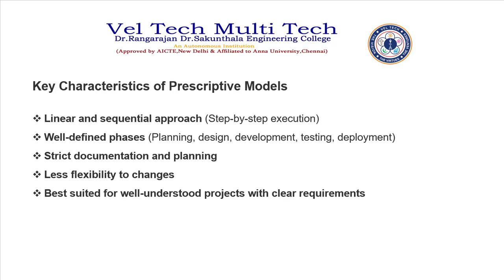The key characteristics of the prescriptive process model: it is a linear model and a sequential approach model. That means step by step execution. It has well defined phases, that is planning, design, development, testing, deployment. This model has strict documentation and planning. The documentation is very important in the prescriptive process model.